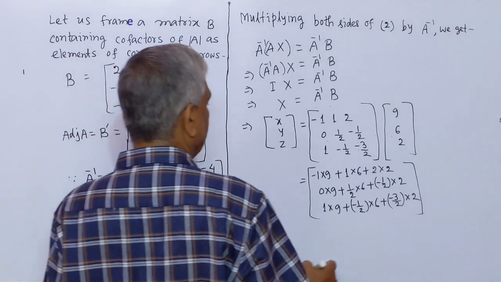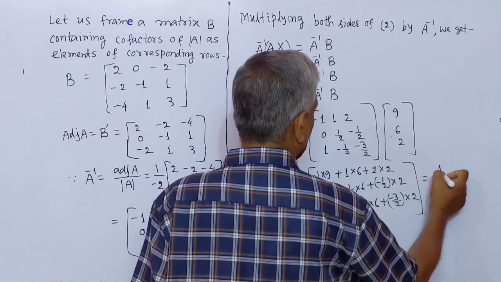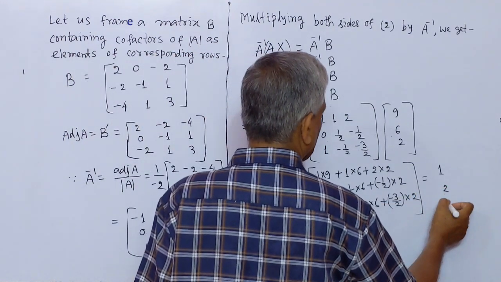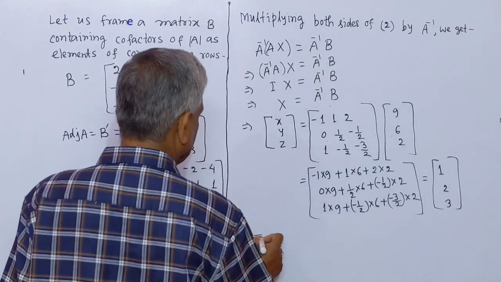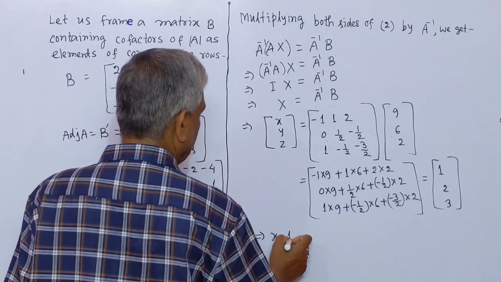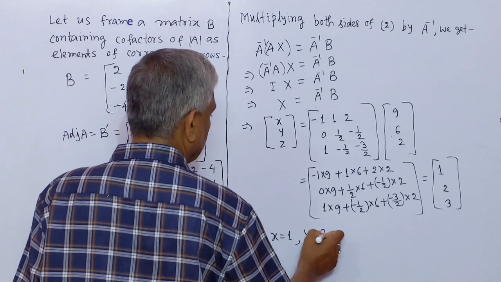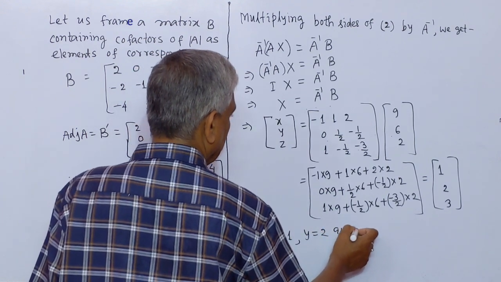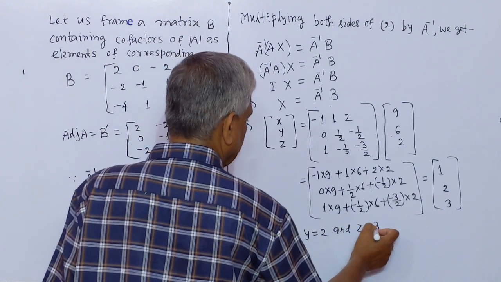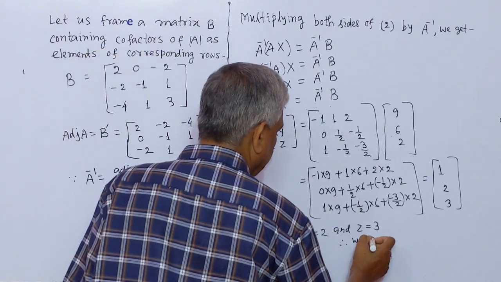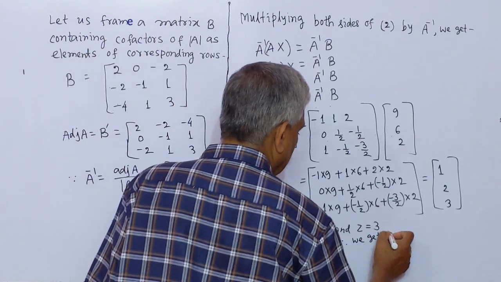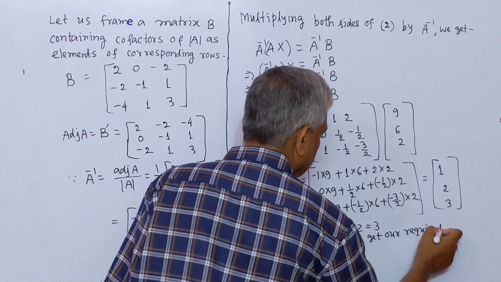And by calculating we get this 1, 2, 3, implies that x equal to 1, y equal to 2 and z equal to 3. Therefore, we get our required solution.